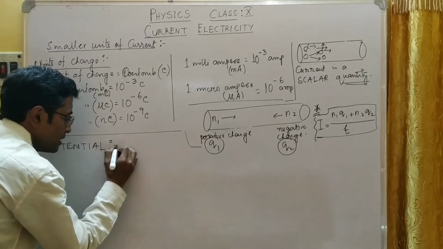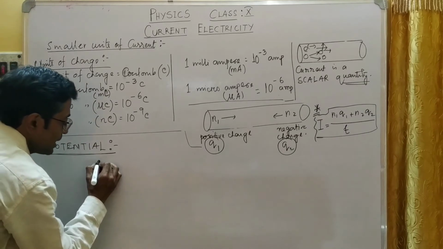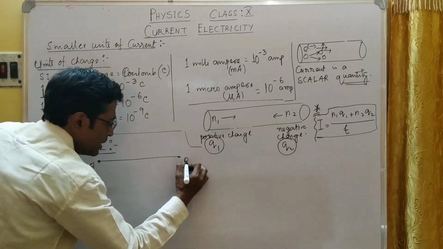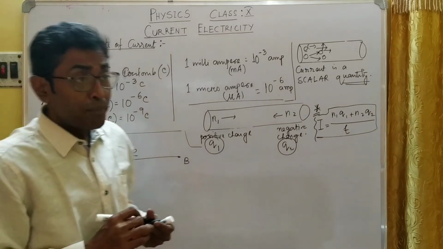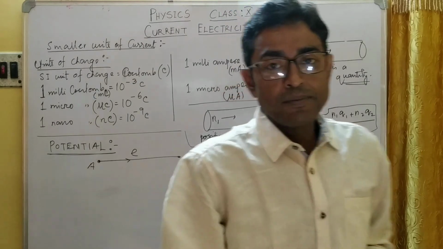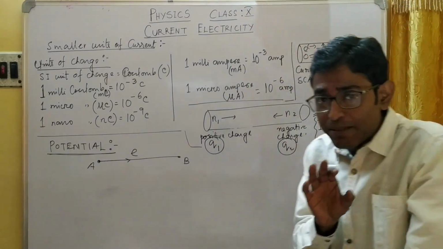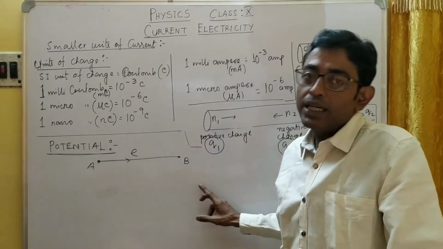So remember one thing, from the beginning I am telling you one thing, that this is a current carrying wire, this is A and this is B. Electrons are flowing through it. But my question is, why are electrons flowing? There must be some cause for electrons to flow from here to here.